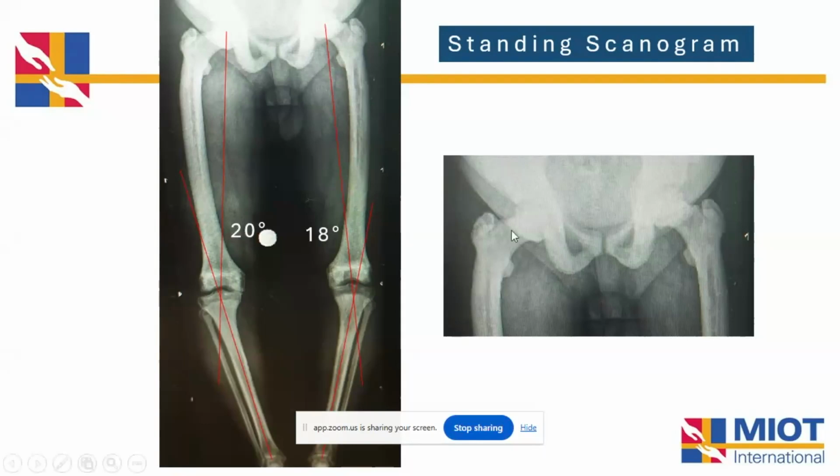But we can appreciate this bowing in the proximal femur. That is quite obvious. Do you think it plays a part? Anyone want to comment? Okay, I will move on with the presentation.